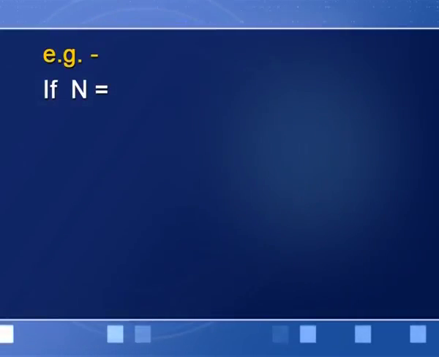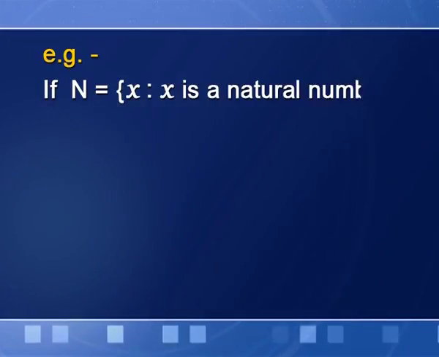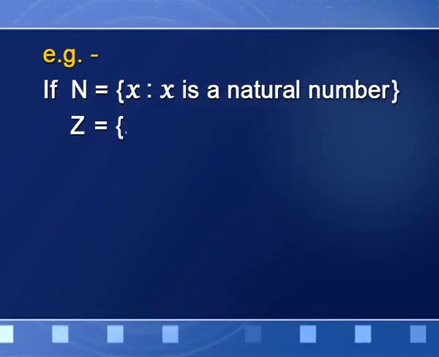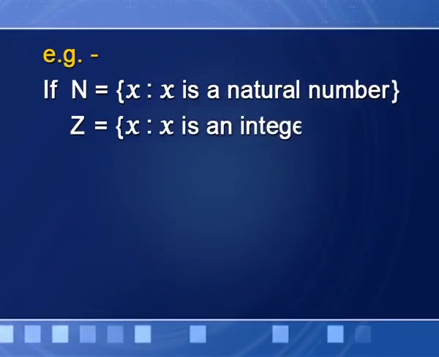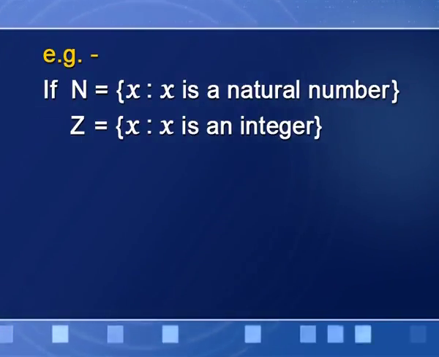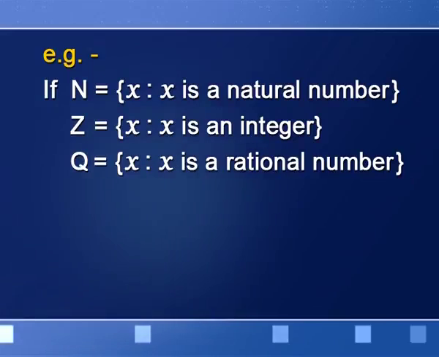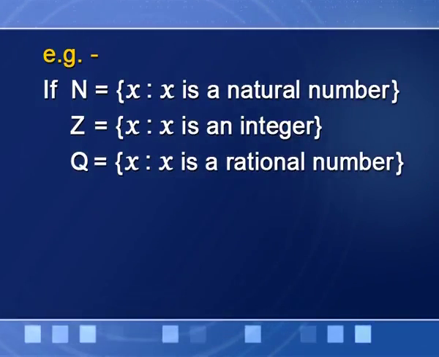Let us take one more example. We know that the set of natural numbers is represented by the symbol N. The first set that we have is the set of natural numbers. The second set we have taken is Z, the set of integers. And one more set we have taken is Q, the set of rational numbers. And we want to find the universal set of these three sets. So this universal set should include all the natural numbers, all the integers, as well as all the rational numbers.